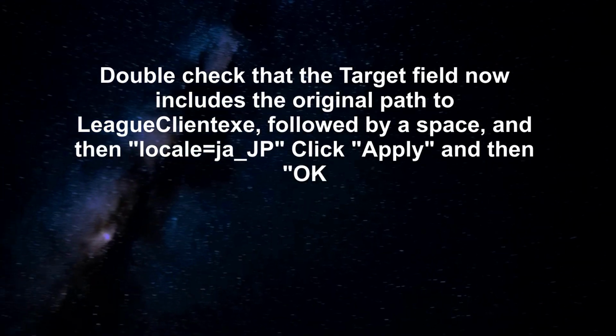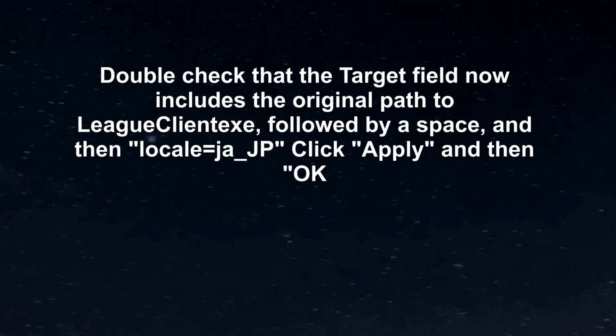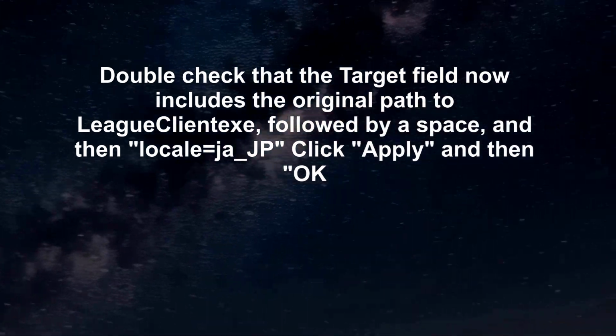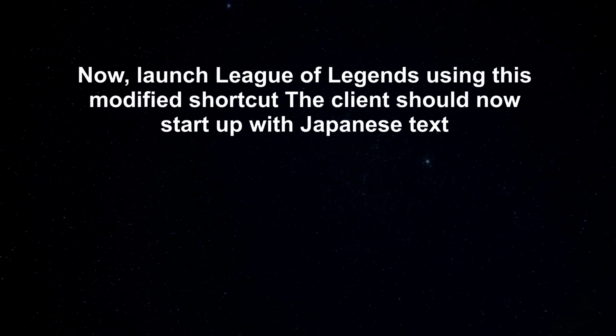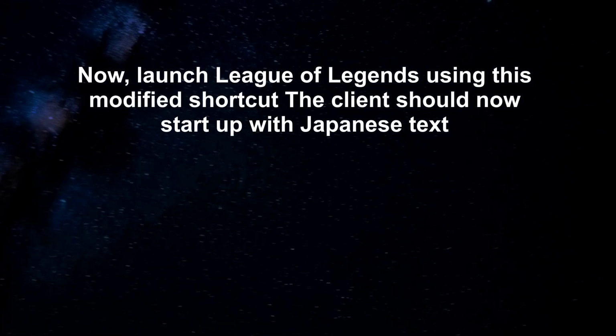Double check that the target field now includes the original path to LeagueClientUx, followed by a space, and then --locale=ja_JP. Click apply and then OK. Now launch League of Legends using this modified shortcut. The client should now start up with Japanese text.